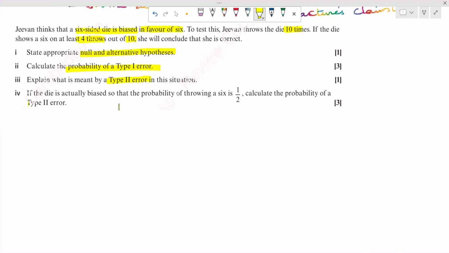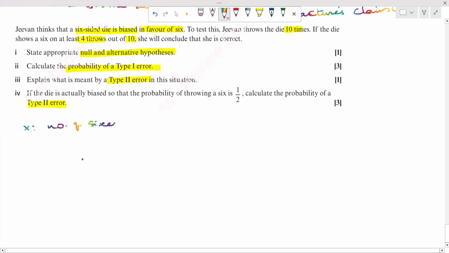Okay, that's fine. This is a very simple question. See here, we need to go for type 2 also. Let me first write down the random variable. X is a random variable, the number of 6s. So write down over here, first point, null hypothesis. H naught is 1/6. Six-sided biased in favor of 6 means the probability p will be 1 by 6, q will be 5 by 6.